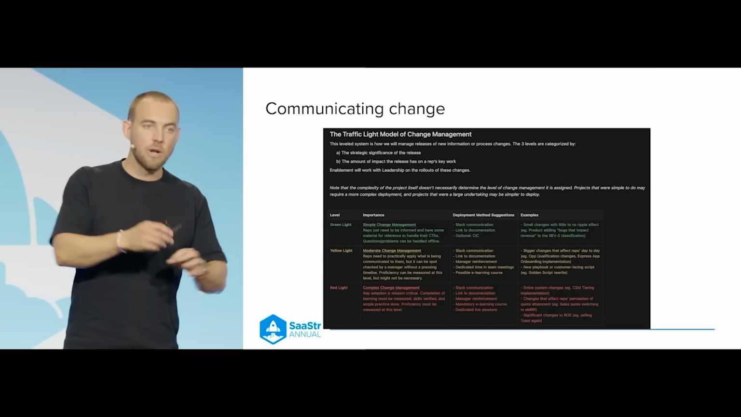And so you need to have a framework for deploying these different magnitudes of change. Do not do a red light change with a Slack update. Chaos will emerge. So this is one of the assets that you can use for deploying change. This is like a yellow and red type of change.